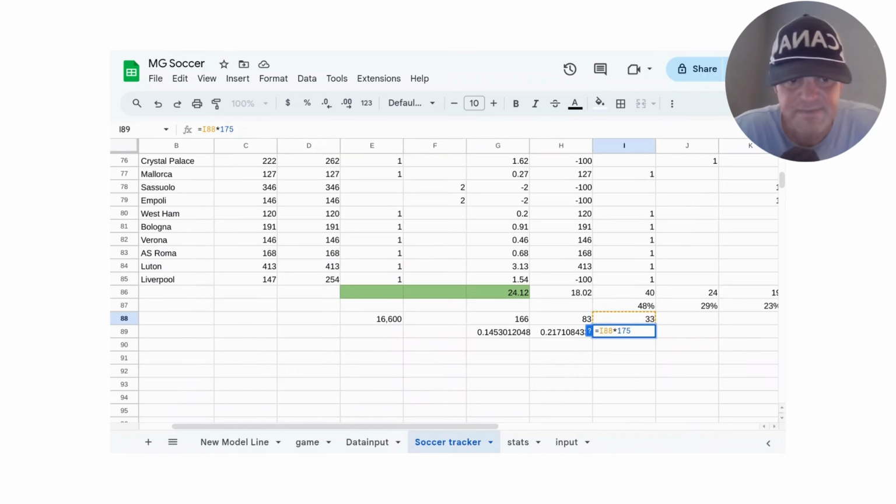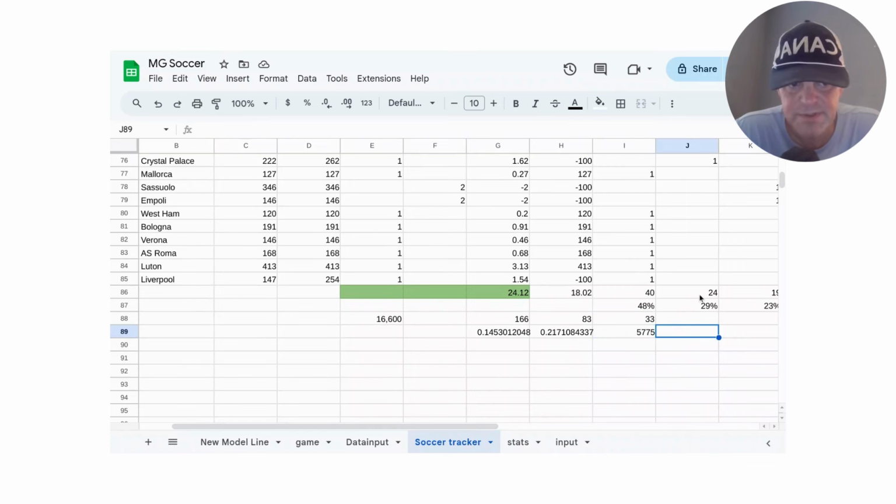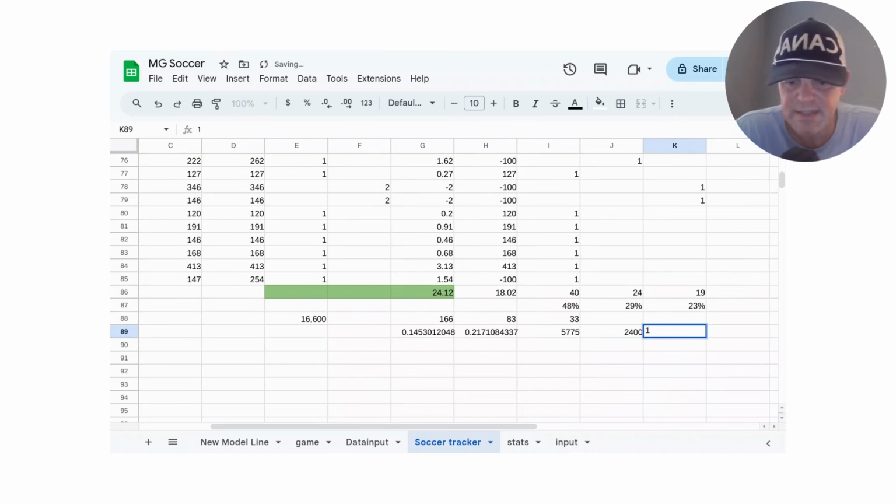So averaging 175 money line, we take 33 times 175, and we would gross out 5775. Now we would lose all these draws, so that would be 2,400 lost. And then 19 would be, I messed up. My bad.